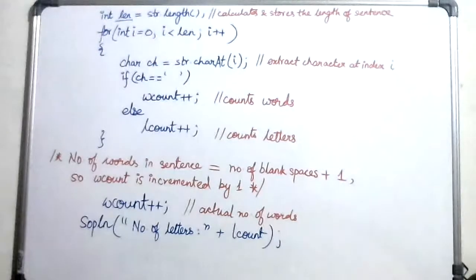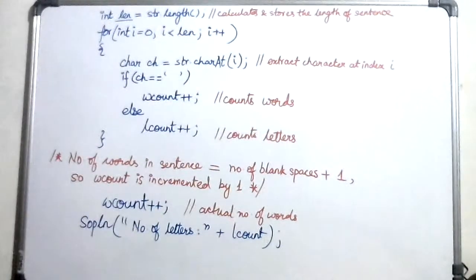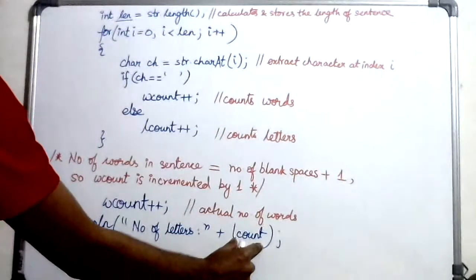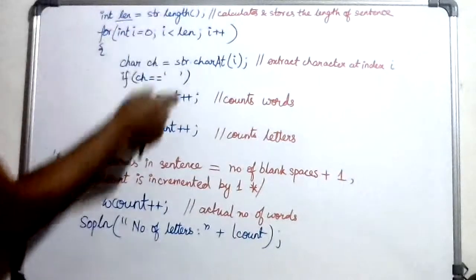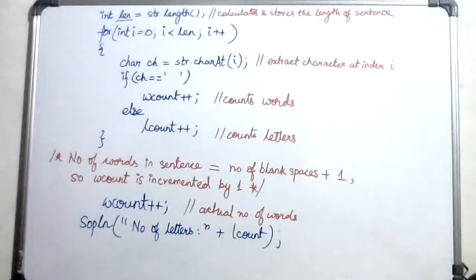Remember, we had learnt about the concat function when we were discussing the string functions. So this plus operator here does the job of the concat function. The value of L count, which is an integer value, is converted to string. These two strings are joined together and then displayed. So SOPLN number of letters concatenated with the value of the letter count variable.